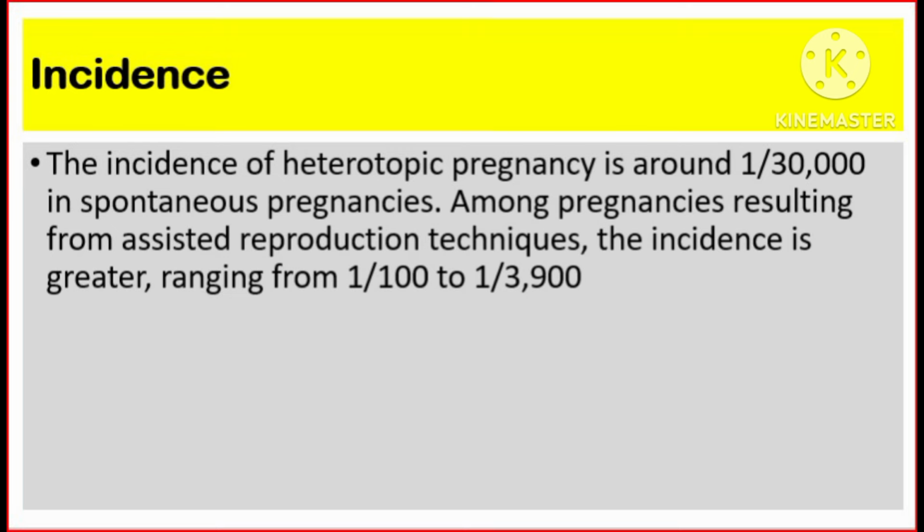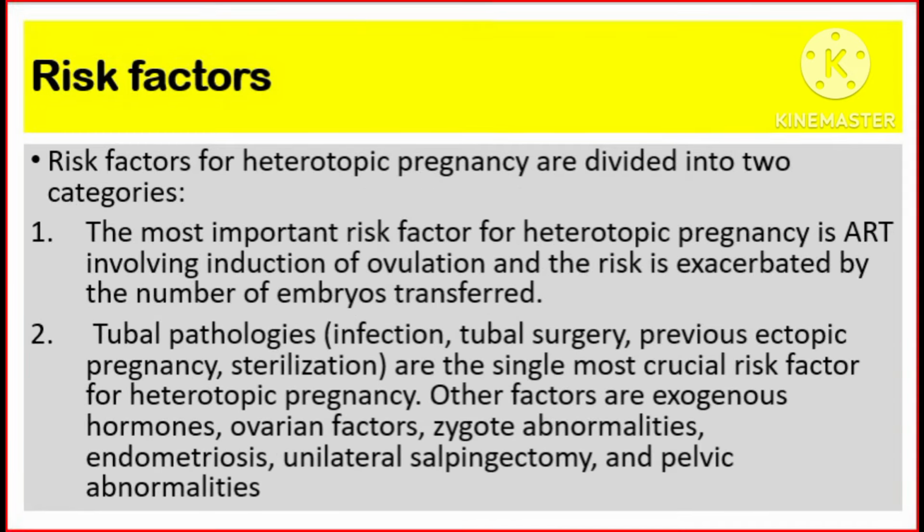Incidence: the incidence of heterotopic pregnancy is around 1 in 30,000 in spontaneous pregnancies. Among pregnancies resulting from assisted reproduction techniques, the incidence is greater, ranging from 1 in 100 to 1 in 3,900. Risk factors. Risk factors for heterotopic pregnancy are divided into two categories.